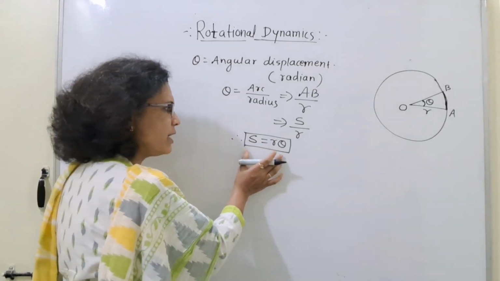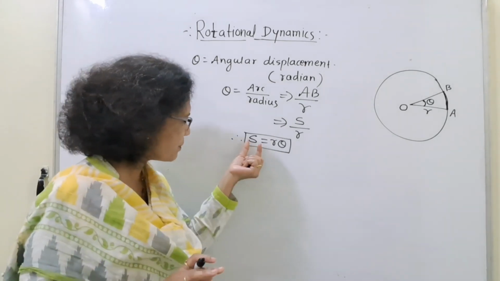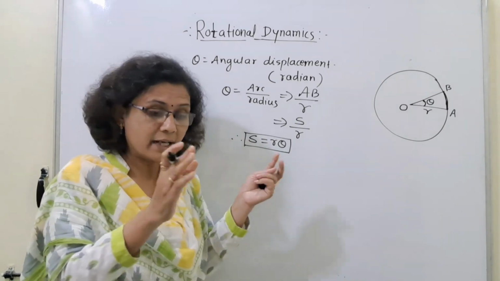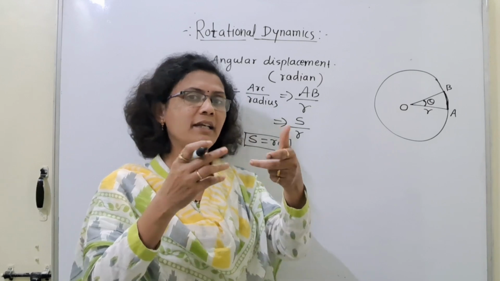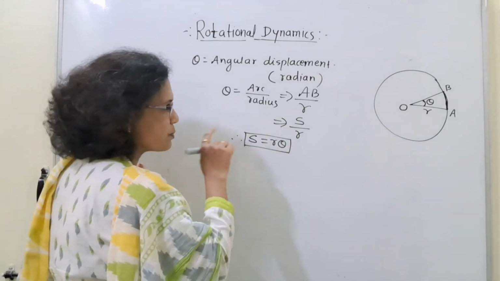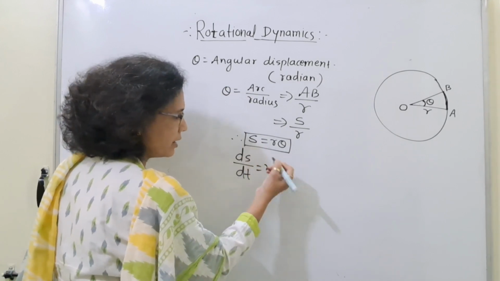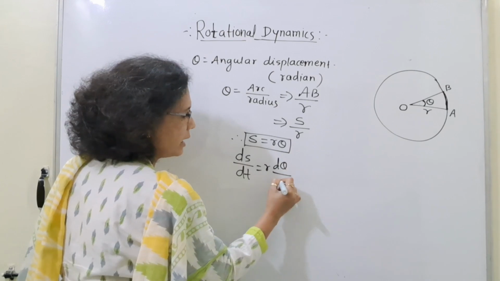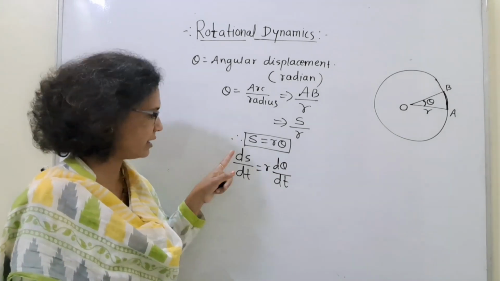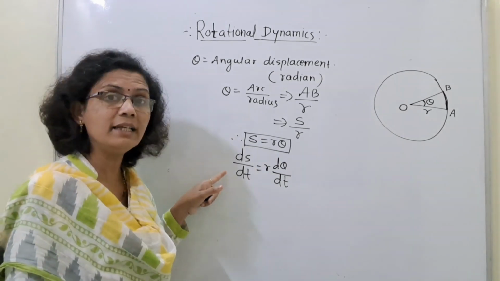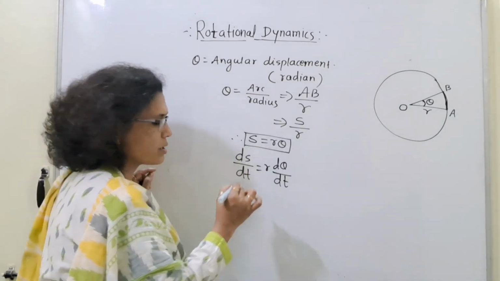Now, if I differentiate this linear displacement with respect to time, we know that rate of change of displacement is velocity, correct? So ds by dt is velocity. If I differentiate s equal to r theta with respect to time, then ds by dt equals r, which is constant, taken out, times d theta by dt. What is the rate of change of linear displacement? It is linear velocity v.